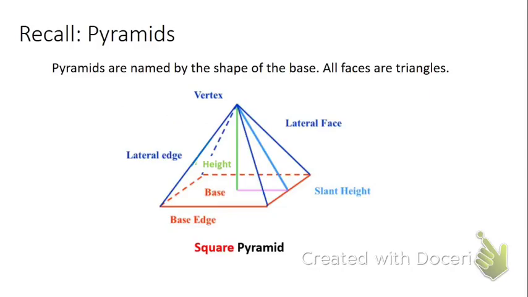So let's start here. Oh my gosh, there's a lot of information about pyramids. Pyramids are named by the shape of the base. All faces are always triangles. So it's super important that you understand that there is a difference between a slant height and a height. So our slant height is the height of the triangular face.